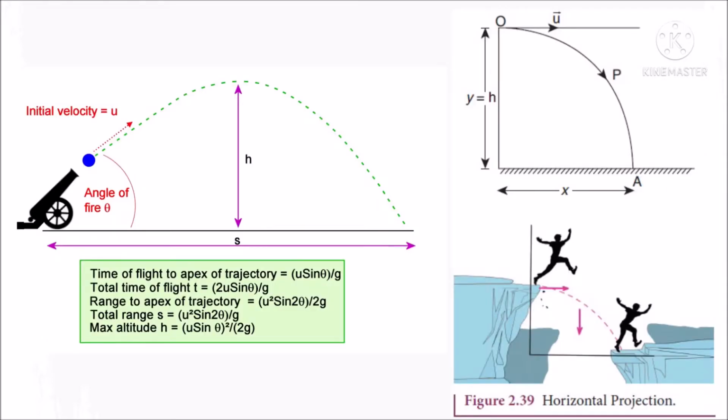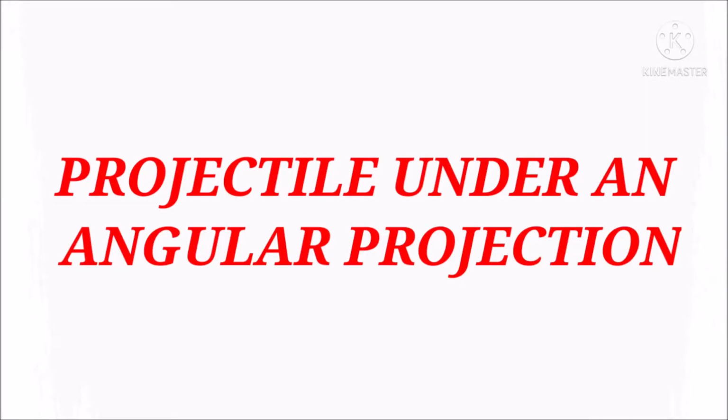Types of projectile motion. There are 6 types of projectile motion, but in your textbook, 2 projectile motions are given. One is horizontal projection, the other one is angular projection, otherwise called oblique projection. Now we will see angular projection.